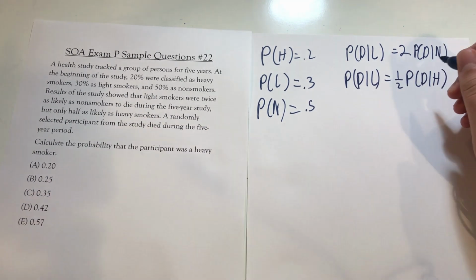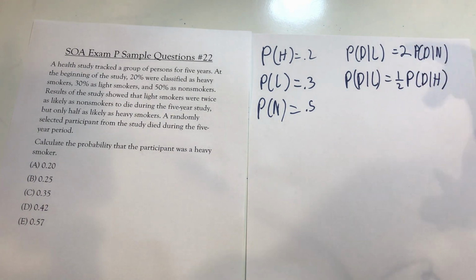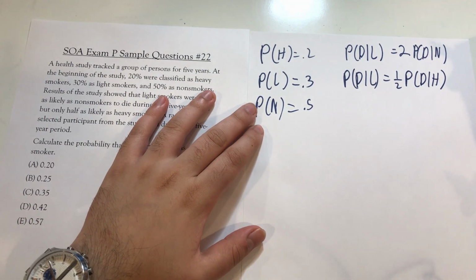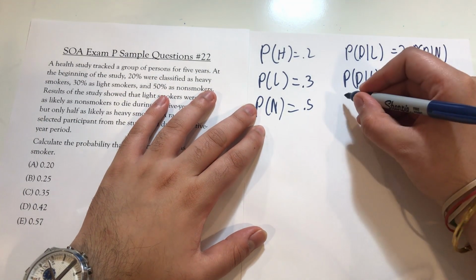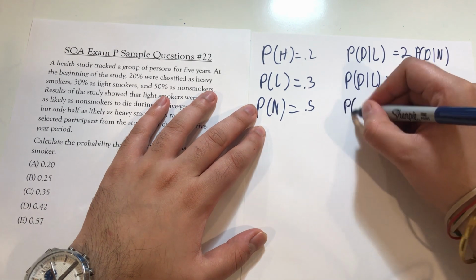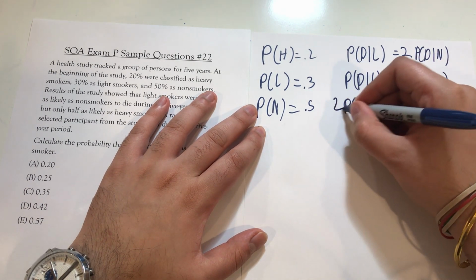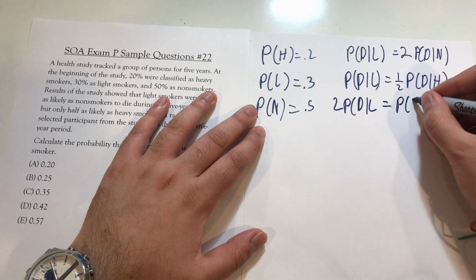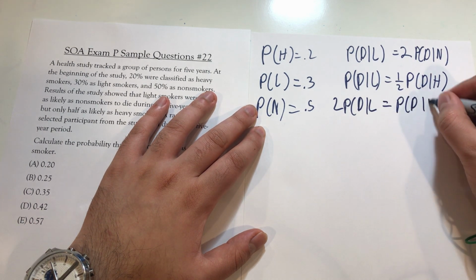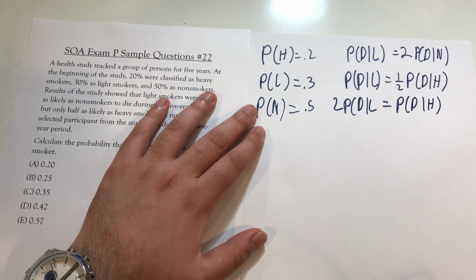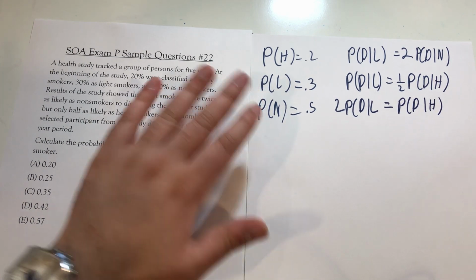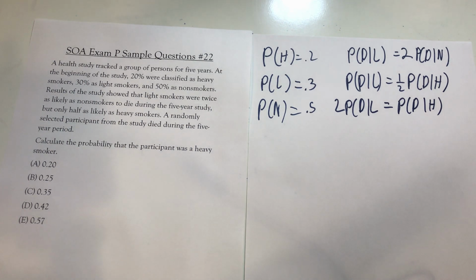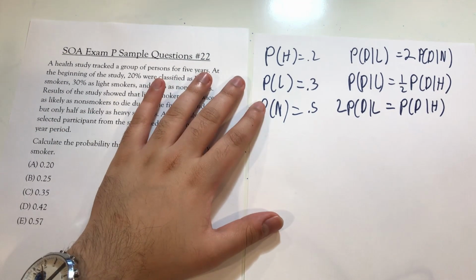And then some of you might have immediately done this without writing this. I just want to be clear in why I'm automatically going to this. I'm just going to multiply 2 to both sides. So 2 times the probability of dying given that you're a light smoker equals the probability of dying given that you're a heavy smoker. All right, and I have this information here. Okay, so I'm going to make a chart out of this.